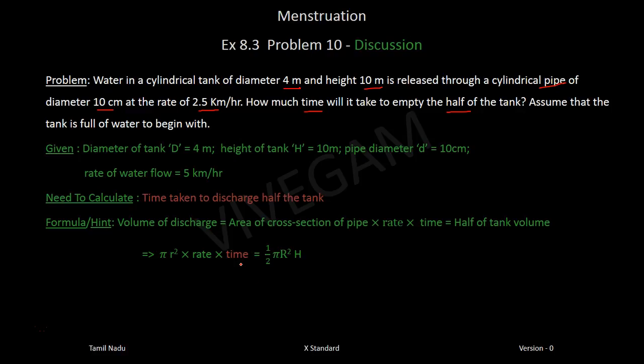Let me repeat, the key point is the volume of discharge. How much water is going to get discharged through a pipe is given by the formula area of the cross section, which is pi r squared, times rate times time. But we know it is going to be half of the tank, because that's what we are asked to find. Half of the tank is going to get emptied. So you equate these two and simplify to get this formula. Okay, so let's summarize the steps.